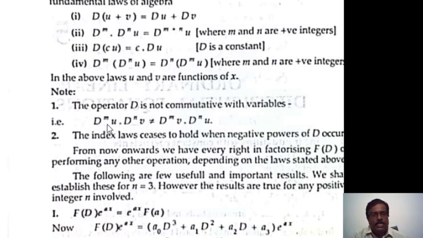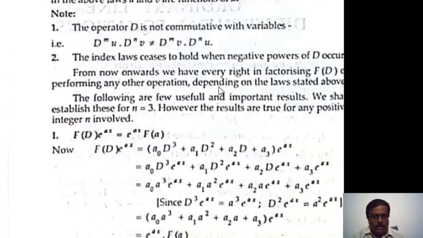So for example, D^m u · D^n v is not equal to D^m v · D^n u. Commutative property, as you already know, means ab is equal to ba, or a plus b is equal to b plus a. So here D^m u · D^n v is not equal to D^m v · D^n u. Okay, so these are the properties of the differential operator.